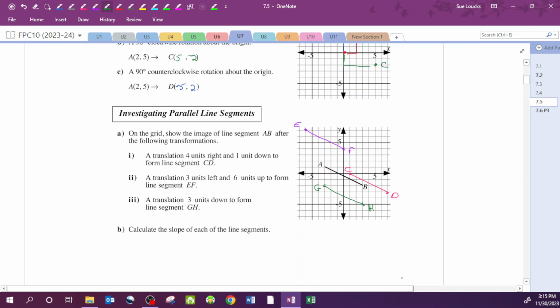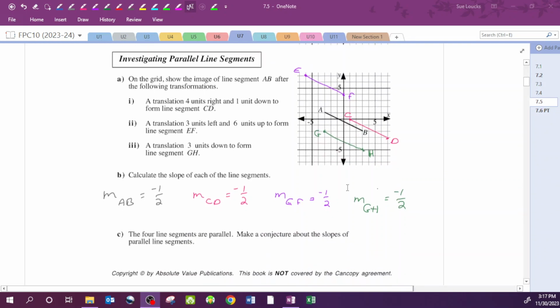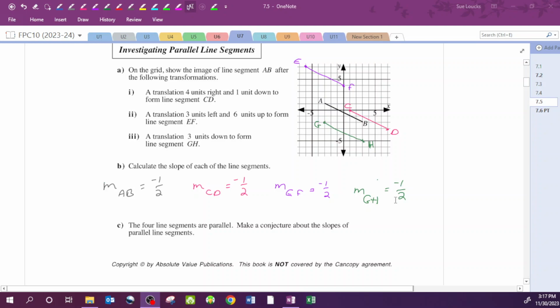And they're asking us to calculate the slope of each of these. So I'm going to ask you to do that, and I'm going to pause. Okay? So hopefully you discovered that the slope for each of these counts out as -3/6, but that reduces to -1/2 for all 4 of those segments. And then we're asked, so the lines are all parallel. You can see that, I guess, by looking at it. I'm also telling you that. Make a conjecture about the slopes of parallel line segments.